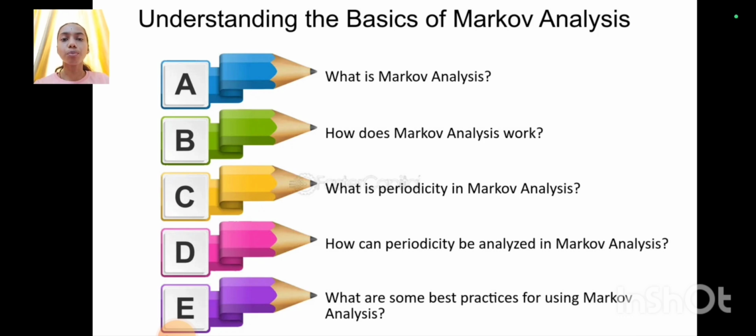Understanding the basics of Markov analysis. What is Markov analysis? How does Markov analysis work? What is periodicity in Markov analysis? How can periodicity be analyzed in Markov analysis? What are some best practices for using Markov analysis?